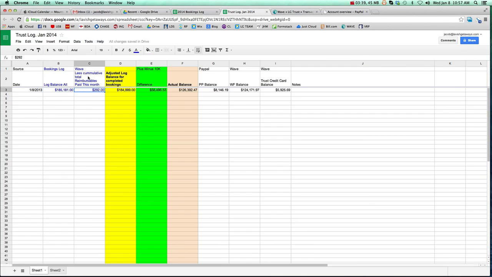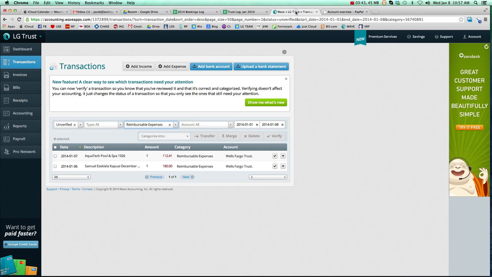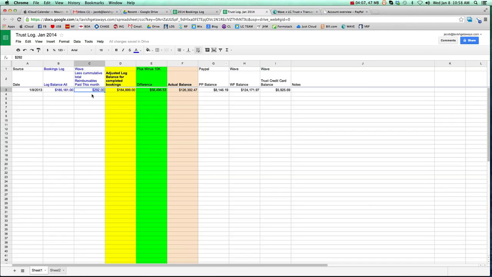And then for cumulative reimbursables for the month, all I do is I go to Wave, I go to the trust account, I go to transactions, and then I put in the dates from January 1st to the end of the month or today or whatever. Just so that it covers all of January. And then I just select the reimbursable expenses category. Okay? And then that shows all of the reimbursable expenses. I add these numbers up, and then that gives me the number that goes into this column right here. Okay?